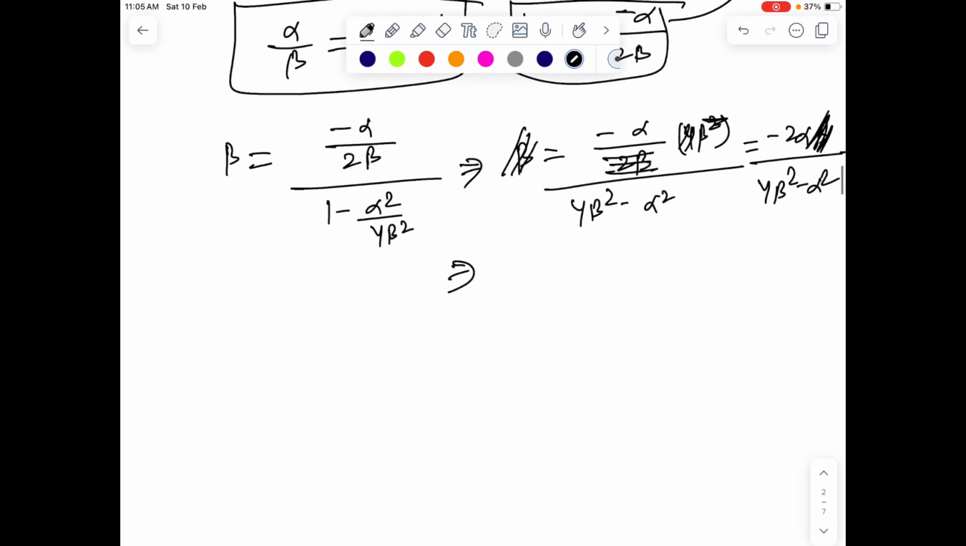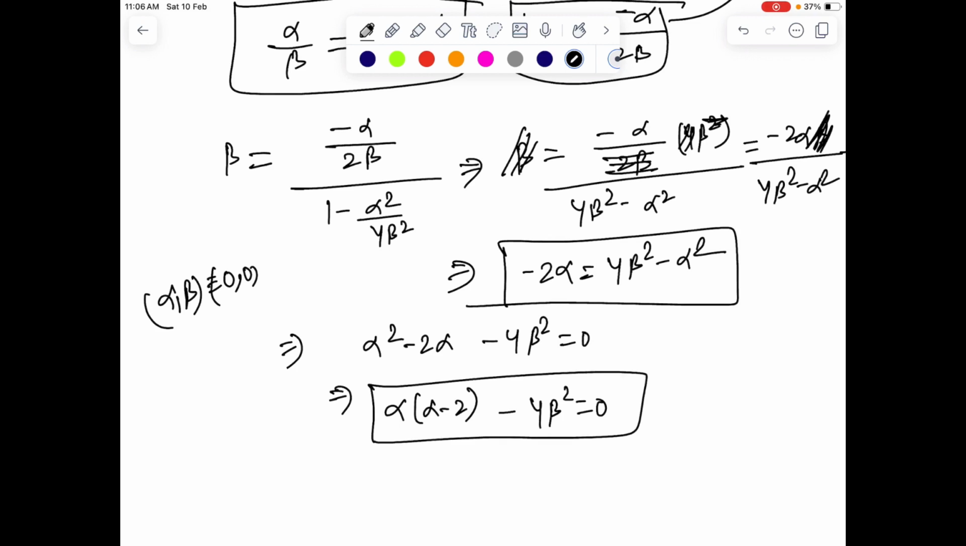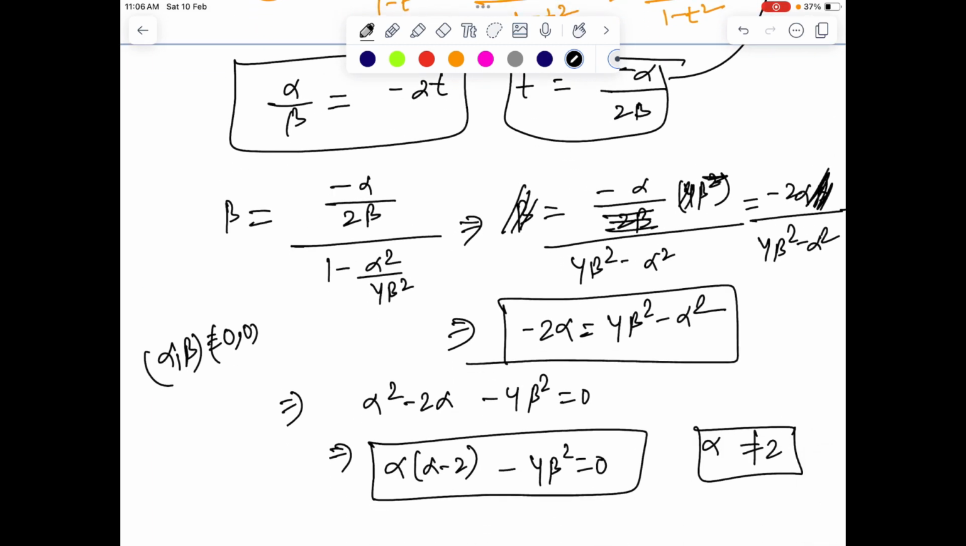Even we can cancel beta, provided we note that alpha, beta equal to 0, 0 is also satisfying the equation, right? So when you are cancelling, make sure that 0, 0 is also one of the solutions. And that gives very nicely minus 2 alpha equals 4 beta squared minus alpha squared, which can be written as alpha squared minus 2 alpha minus 4 beta squared equals 0. So alpha into alpha minus 2 minus 4 beta squared equals 0. Of course we can't take alpha as 2.